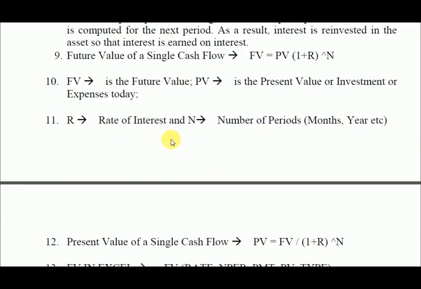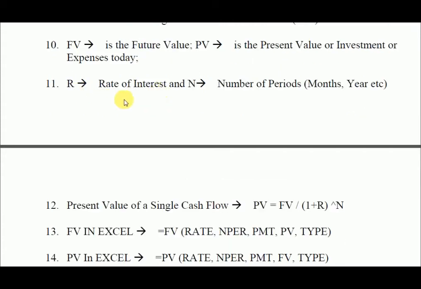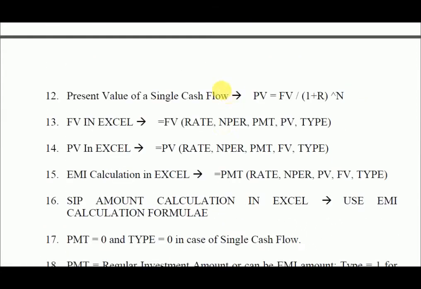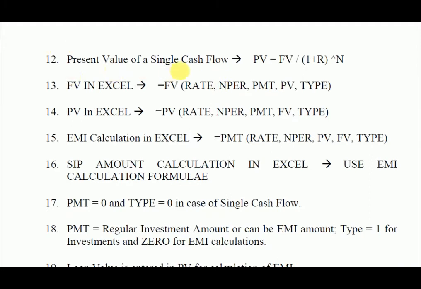Next, future value of a single cash flow. FV equals PV into (1 plus R) to the power n, where FV is the future value, PV is the present value or investment or expenses today, R is the rate of interest, and n is the number of periods, which can be months or years, etc. Present value of a single cash flow: PV equals FV divided by (1 plus R) to the power n.